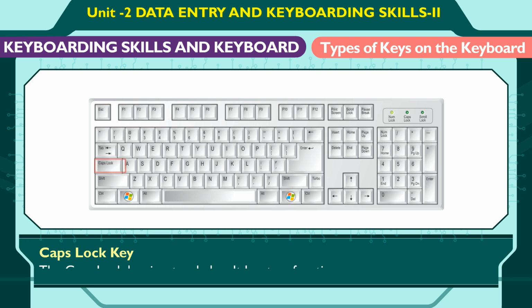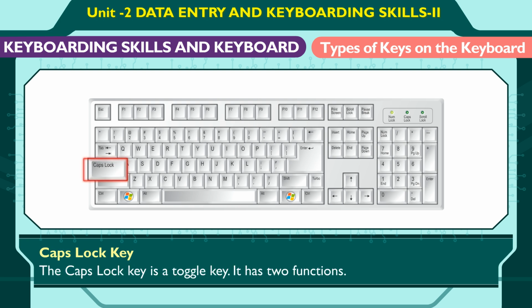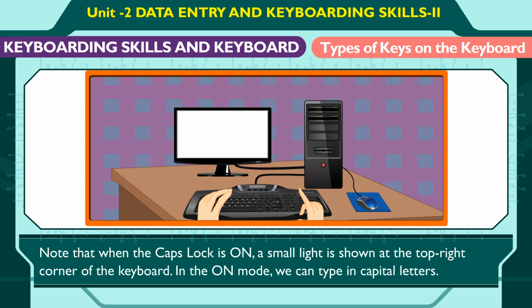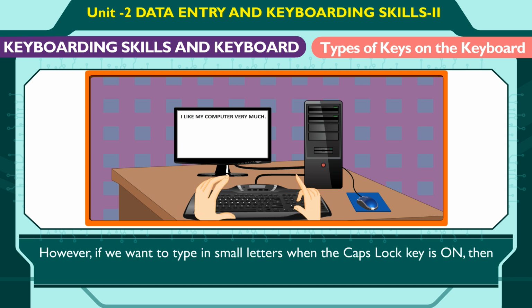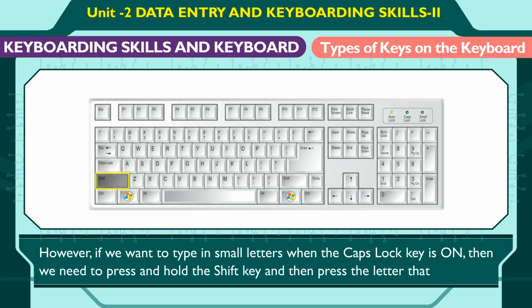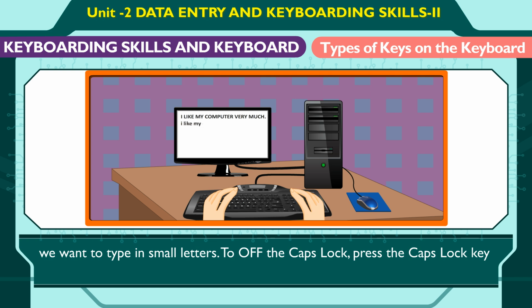Caps lock key. The caps lock key is a toggle key. It has 2 functions. Note that when the caps lock is on, a small light is shown at the top right corner of the keyboard. In the on mode, we can type in capital letters. However, if we want to type in small letters when the caps lock key is on, then we need to press and hold the shift key and then press the letter that we want to type in small letters. To turn off the caps lock, press the caps lock key again and vice versa.